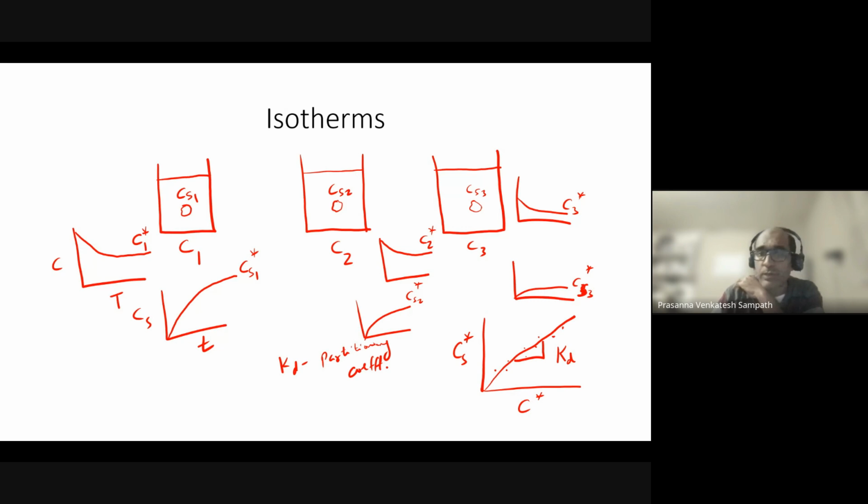So what is the relationship between CS star and C star? So basically CS star is KD times C star, right? The concentration in the soil is KD times concentration in the water. That's what this equation is telling us. If it passes through 0, let's say, then it will be y equal to mx, right? And if m is the slope, or KD is the slope in this case, so y is CS equal to KD into C star, y equal to mx, right? So I get this expression.